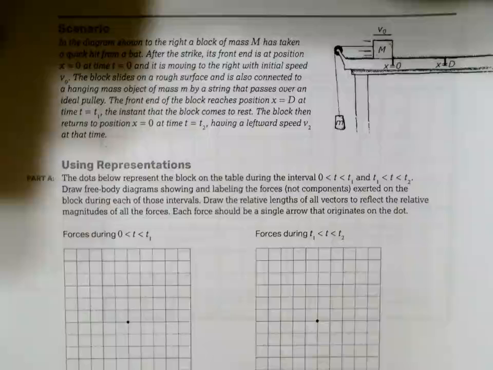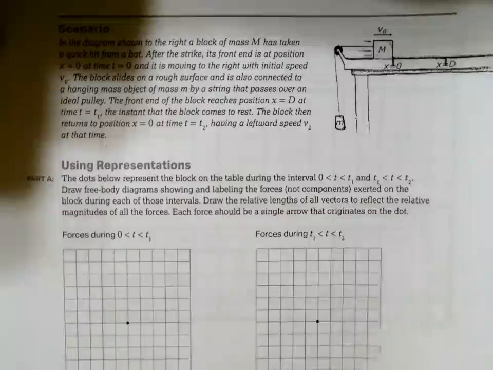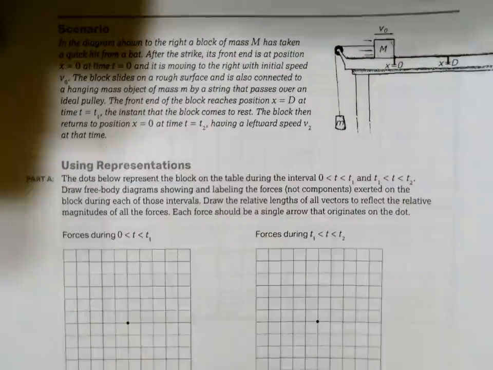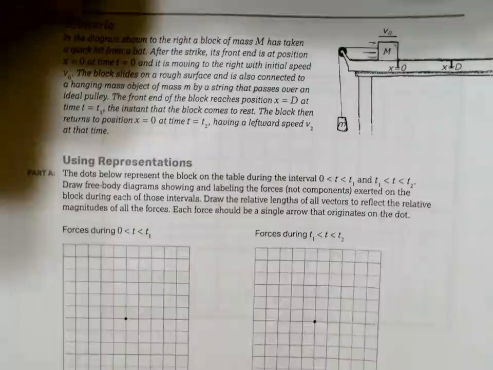Its front end is at position x0 at time t. It's moving to the right. The block slides on a rough surface and is also connected to a hanging mass that's pulling it to the left. The front end of the block reaches position D at time t1, the instant the block comes to rest. The block then returns to position x0 at time t0, having a leftward speed of v2 at that time.